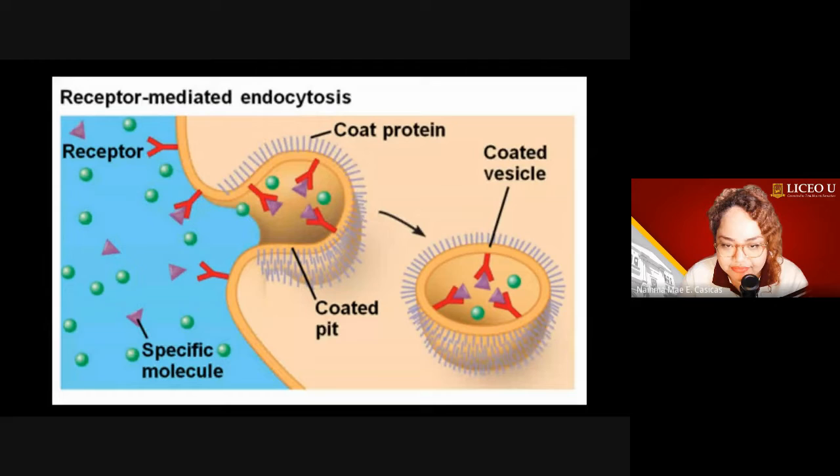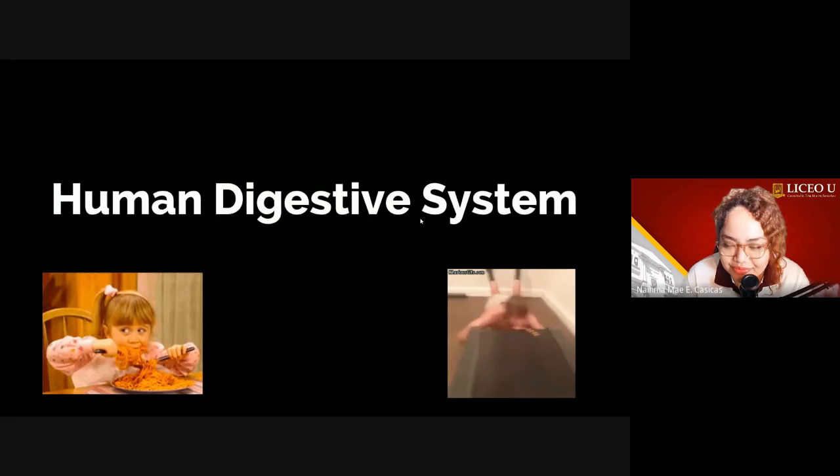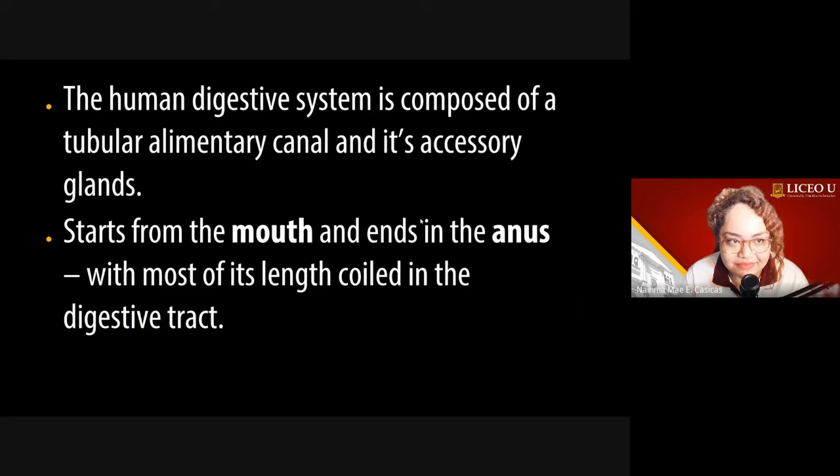But let's go to the human digestive system. Let's go to the specialization of the human digestive system. The human digestive system is composed of a tubular alimentary canal and its accessory glands. So it starts with the mouth and ends with the anus. I think that's very understandable. It starts with a hole at the top, and ends with a hole at the bottom.